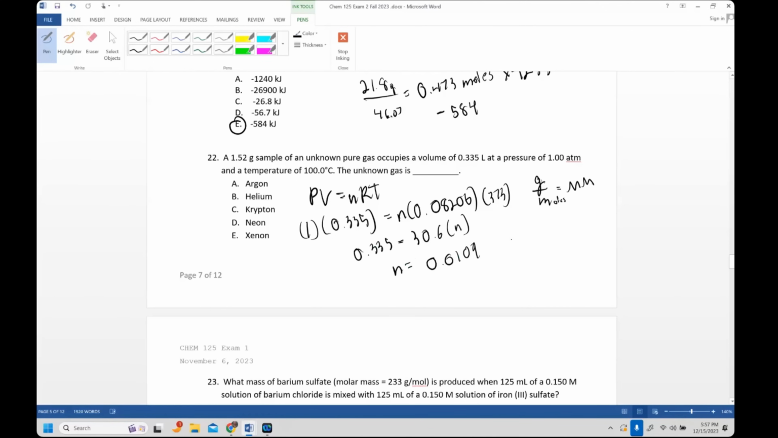This is n. We have the grams. The grams is 1.52 divided by the moles, 0.0109. So 1.52 divided by 0.0109 equals 139. This is the problem that we had during the exam. 139.4 grams per mole. And none of these gases are 139.4 grams per mole.